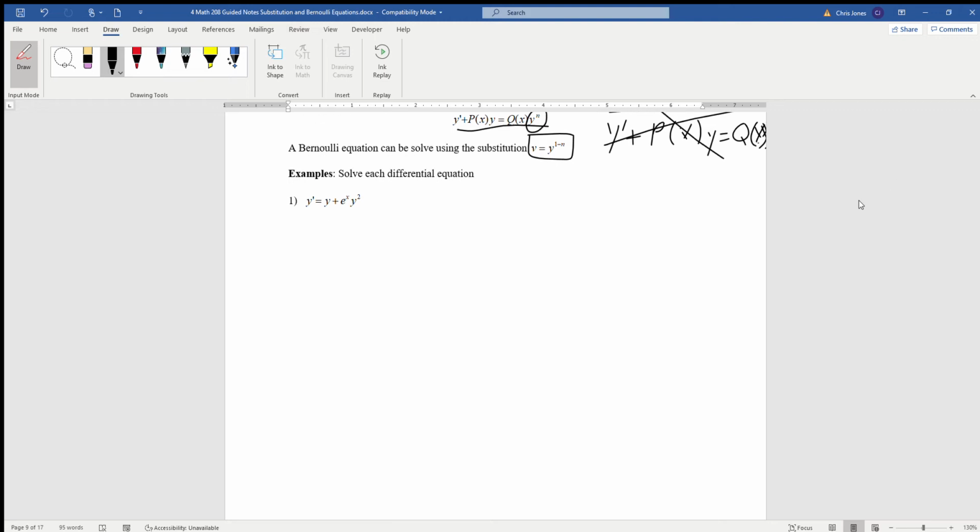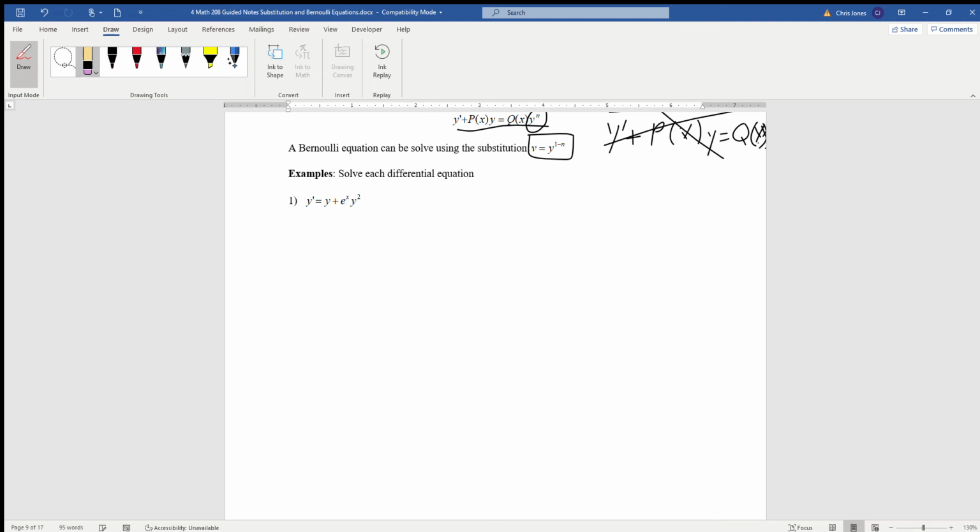Let's take a look at a basic example of one of these types. We have y prime equals y plus e to the x y squared. Notice immediately we have y squared. That means we have a nonlinear differential equation. And the only nonlinear differential of the first order that we're going to look at, aside from one at the end of the course, is going to be a Bernoulli equation. That's your clue to know when to use a Bernoulli equation: it's almost linear except it has one of these nonlinear terms.